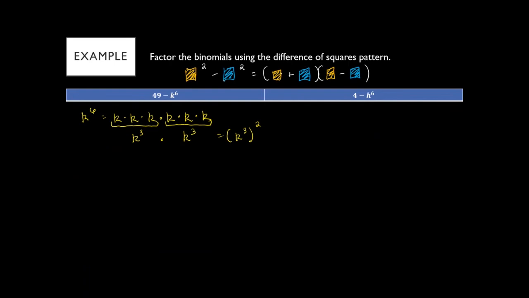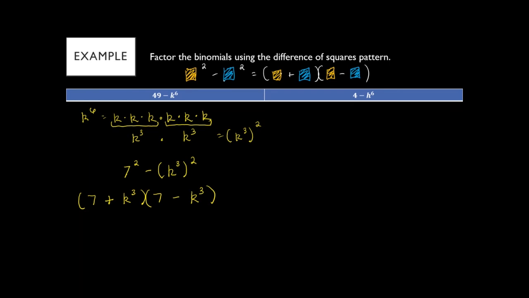So we're going to rewrite our 49 minus k to the 6th. 49 is 7 squared. And then we're going to have k cubed squared. And so now we have 2 things squared. And I can put it in my form. The 7 is going to go first, my plus or minus, and then k cubed in the back.